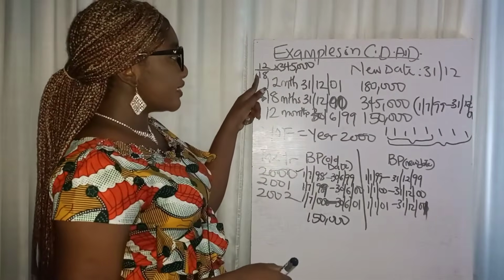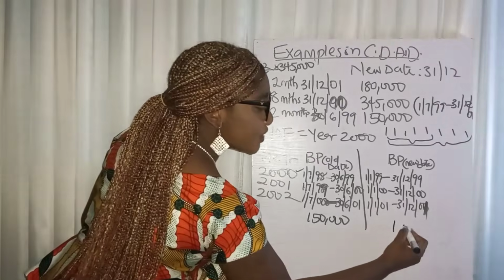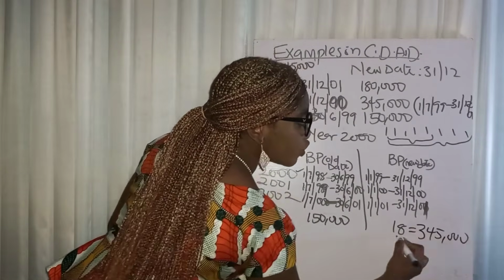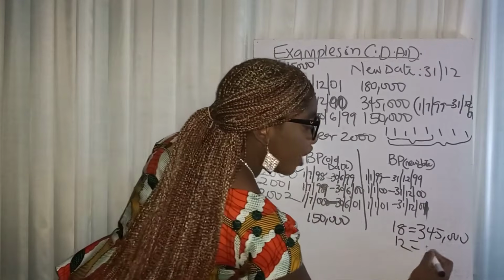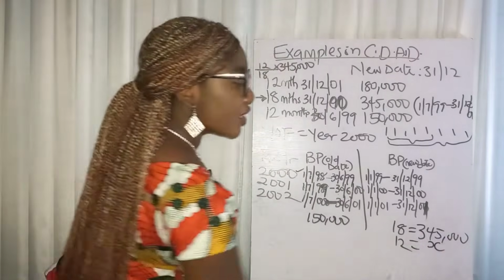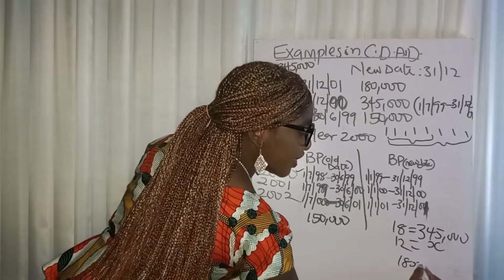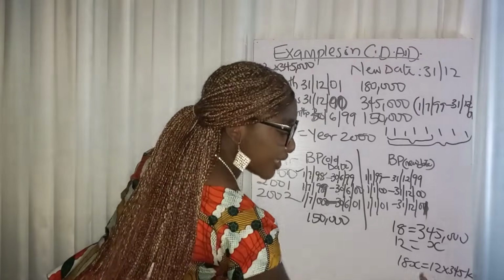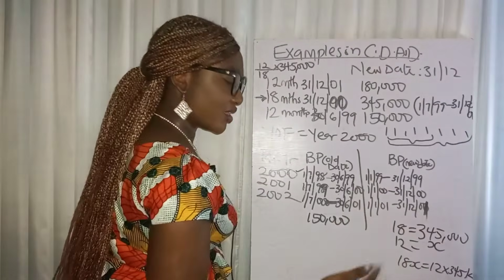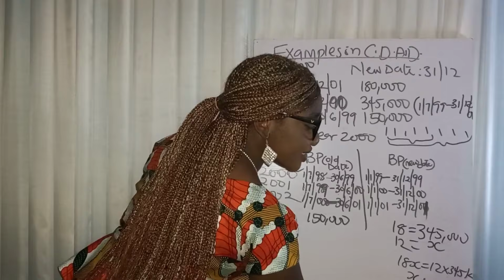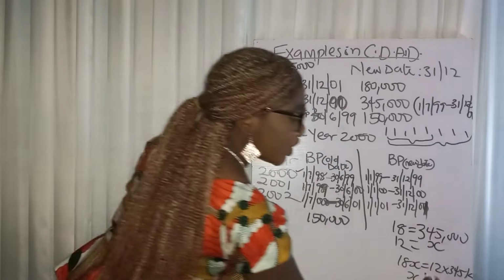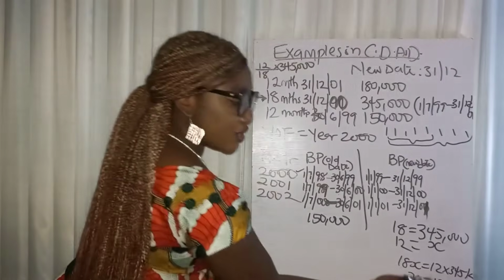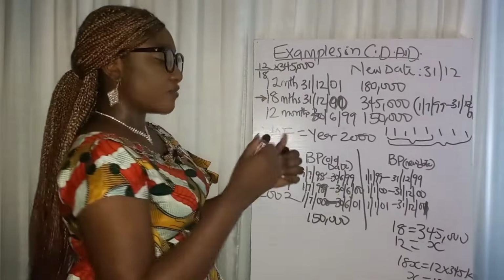But the concept behind this is that if in 18 months we were able to make profit of 345,000, then in 12 months, which is what I am looking for, how much profit did we make? Then you cross multiply. Then you have 18x is equal to 12 times 345,000. Then you collect like terms, making x the subject of the formula. You now have x, which is what I am looking for, 12 months, equal to 12 times 345k over 18. And that's where the whole concept of 12 over 18 times 345,000 came from.